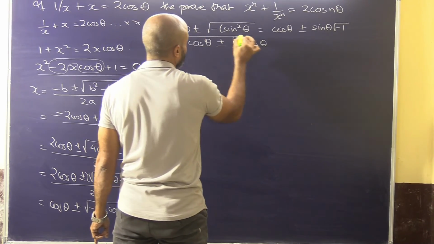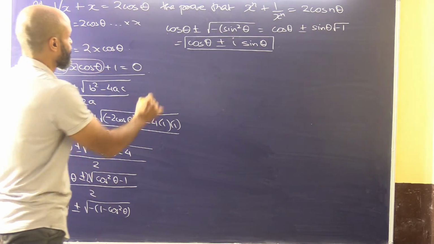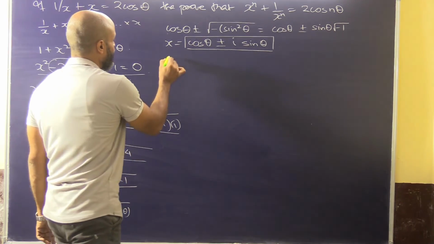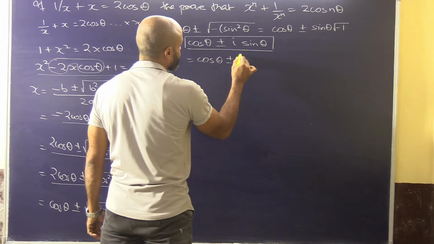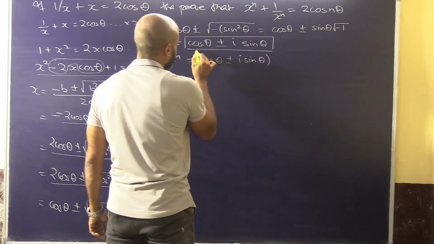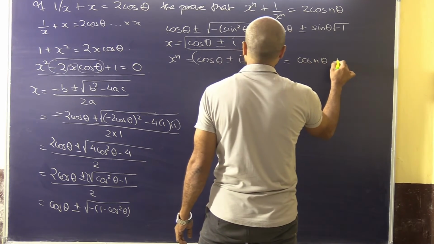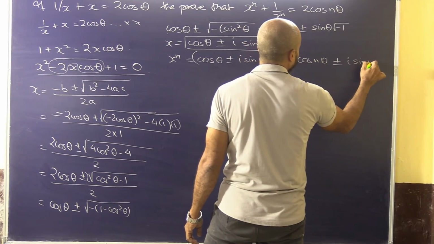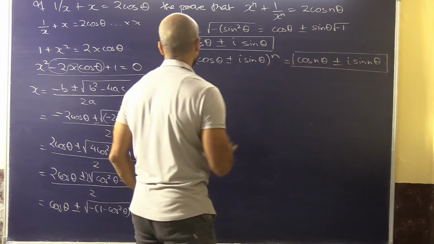So this is going to be cos theta plus minus i sin theta. So x has a value of this. So obviously x to the power of n will have the value of (cos theta plus minus i sin theta) to the power of n, which means what? Cos n theta plus minus i sin n theta. So this will be the value of x to the power n.